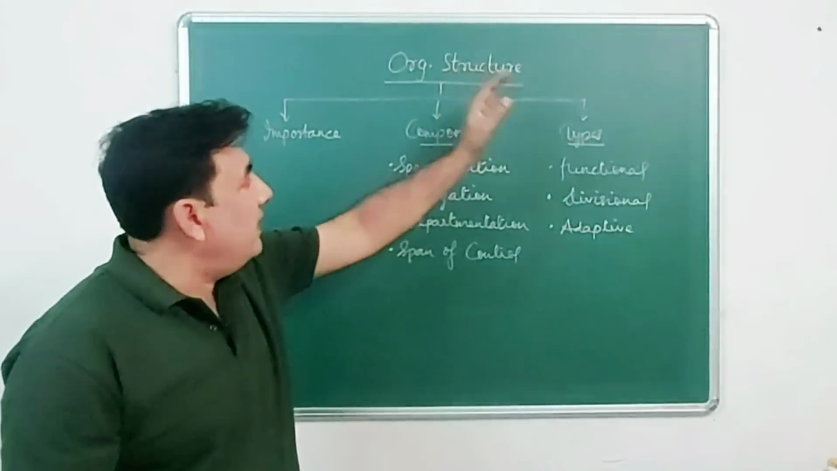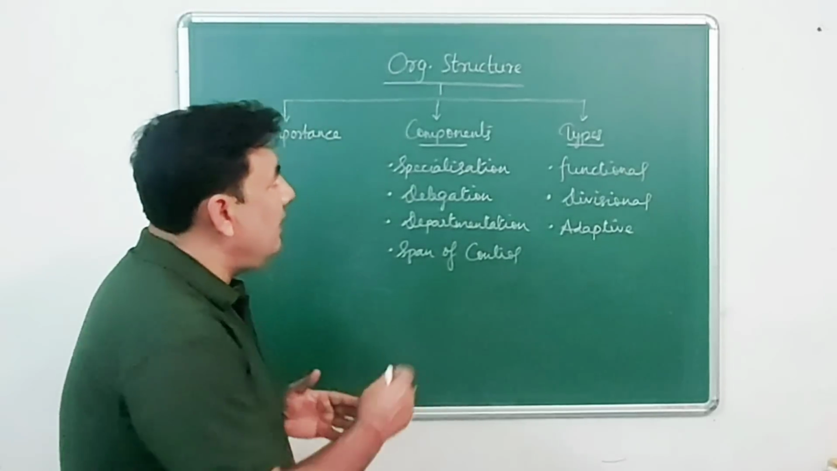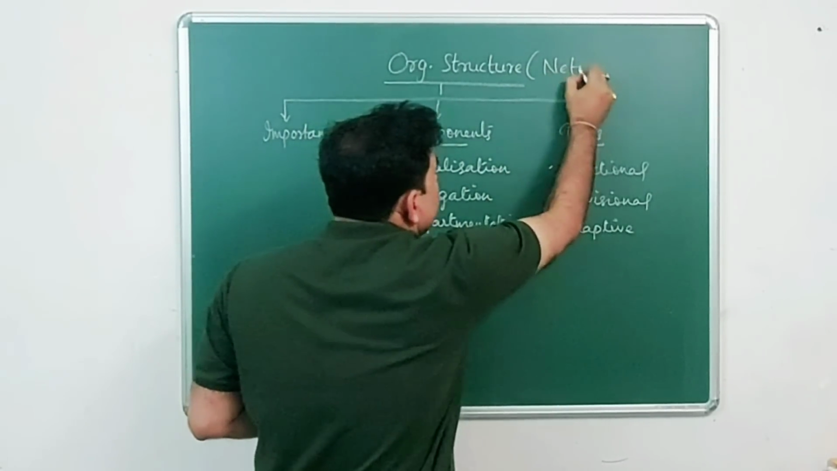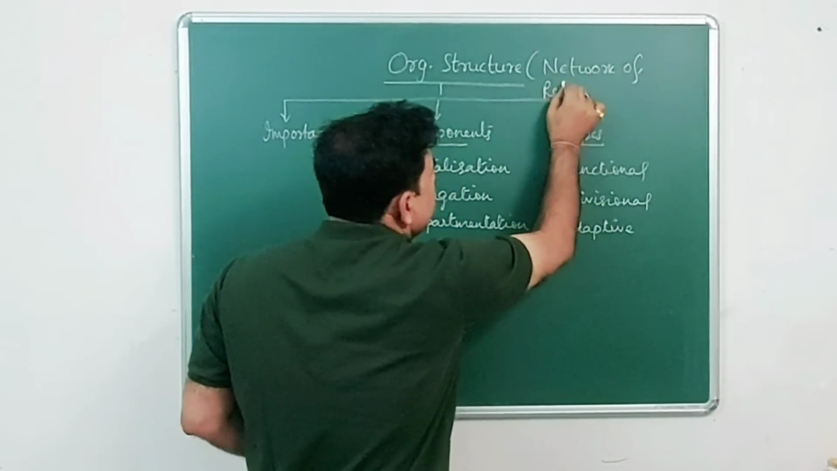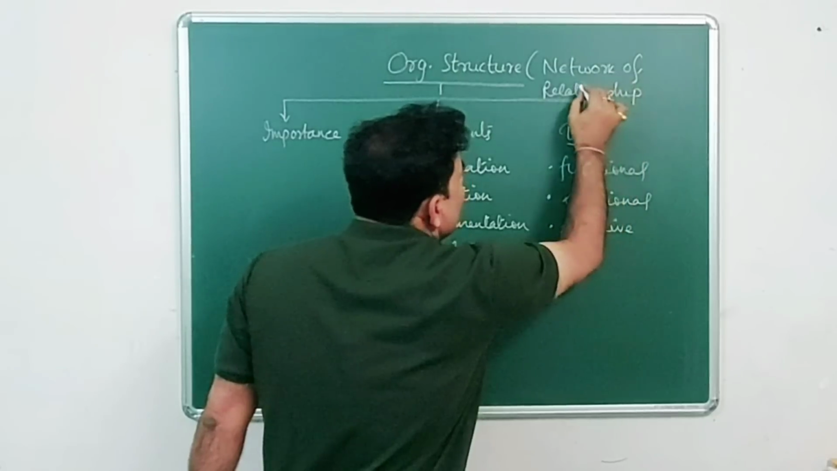आगे चलते हैं ऑर्गेनाइजेशन स्ट्रक्चर. नाउ व्हाट इज दिस ऑर्गेनाइजेशन स्ट्रक्चर? बेसिकली एकदम शॉर्ट में, इट इज अ नेटवर्क. इट इज अ नेटवर्क ऑफ रिलेशनशिप.